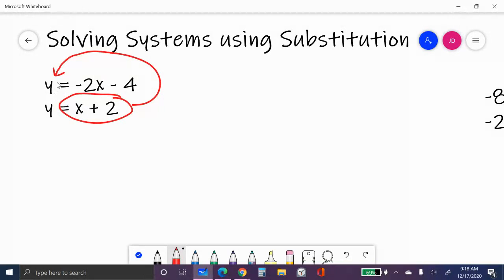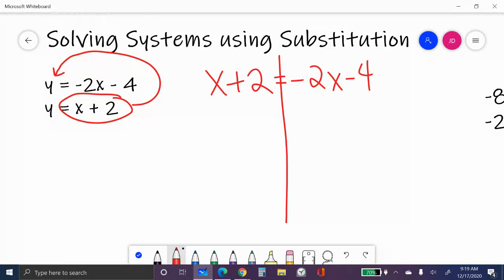So this y comes out and the x plus 2 goes in for that y to make it into one equation. So my new equation is going to be x plus 2 equals negative 2x minus 4. One equation with only one variable. All right. So I draw my line down the equal sign. And I'm just going to put a little 1 out here just to help me remember how to solve that equation.